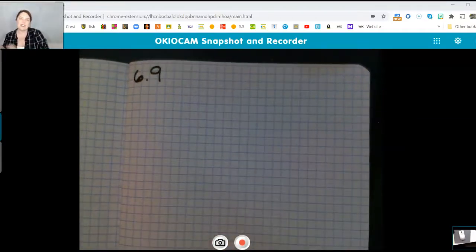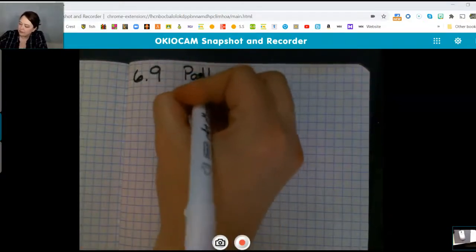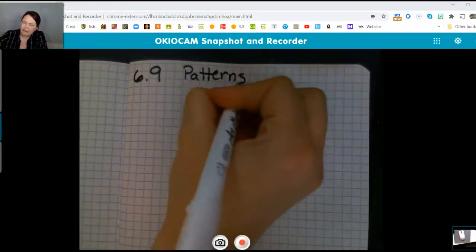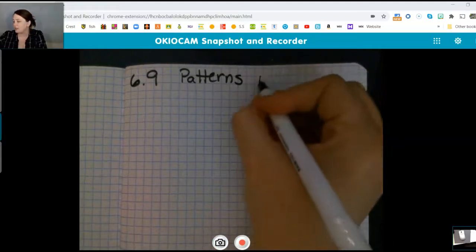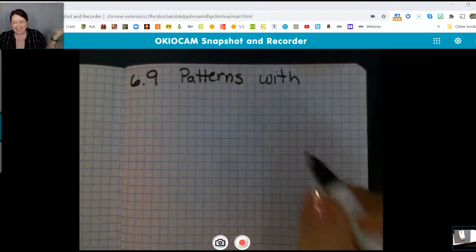6.9. I know I have new markers and I start with black. But you got to. 6.9 is patterns. Ooh, they make a squeaky noise. Patterns with, you guessed it, fractions.